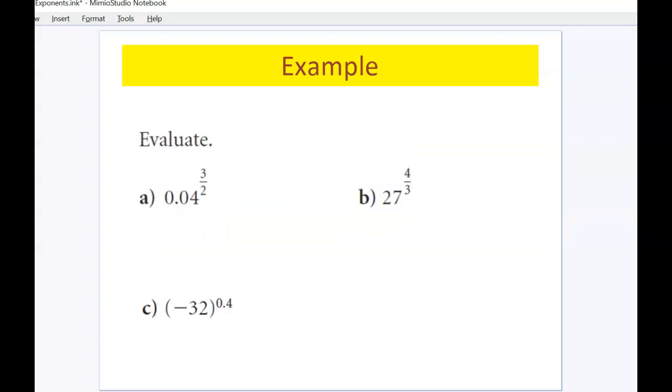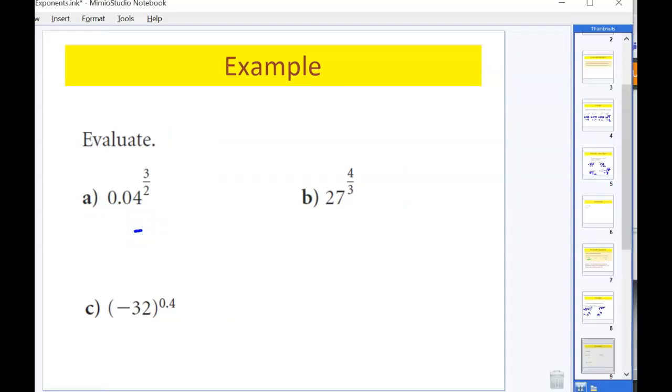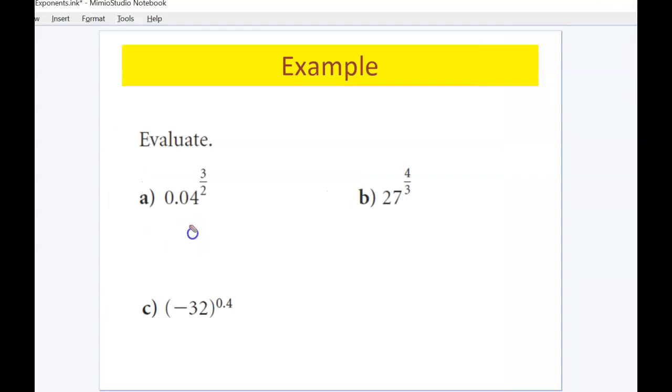All right, now we're asked to evaluate these. Okay, so again, if I want to evaluate this, I am going to first of all write it as a radical. So this is going to be the square root of 0.04, and then I want to cube it. So the square root of 0.04 is going to be 0.2, and then I'm raising that to the power of 3. Okay, so 0.2 raised to the power of 3 is going to equal 0.008.